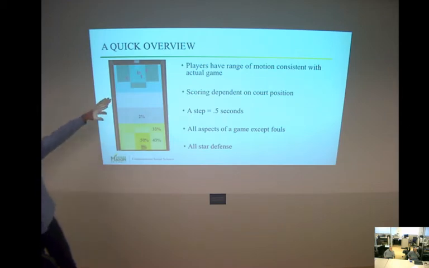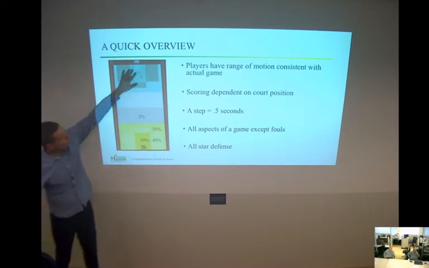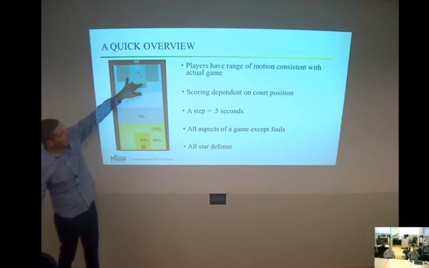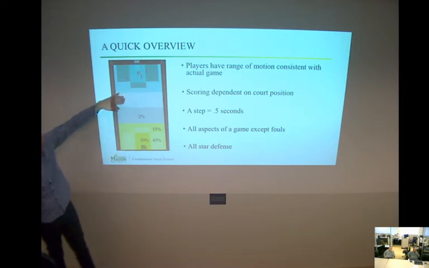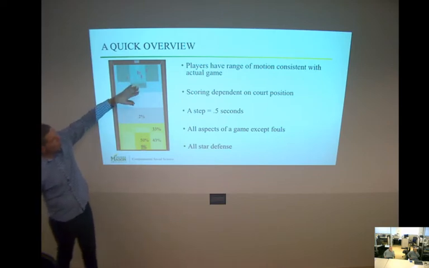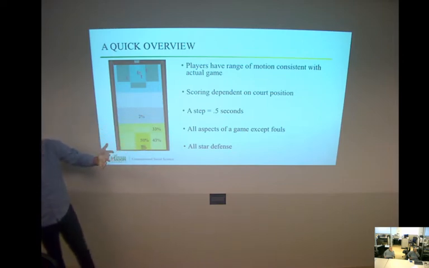So players have a range of movement, so they can move in here. Here the red team is playing defense, which isn't a large part of the model. Then on offense, they move. Each step in the model is half a second, so I simulate the whole game on half-second slots. All aspects of the NBA game are in the model apart from fouls. The team has to take a shot within 24 seconds. There's passing, turnovers, steals, intercepts, offensive rebounds, and defensive rebounds.